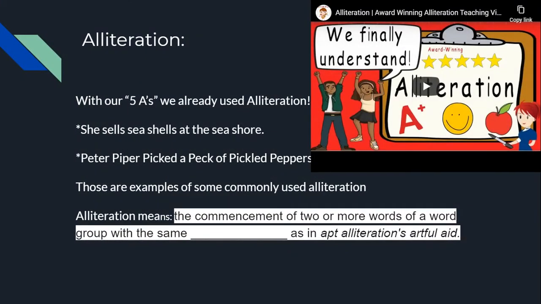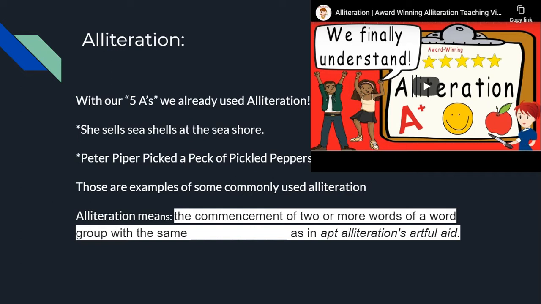So with our 5 A's, we've already used alliteration. Other examples are she sells seashells at the seashore, and Peter Piper picked a peck of pickled peppers. All these same sounds, these consonant sounds, they're examples of commonly used alliteration. You can click on the little video up here if you want some more explanation about alliteration. I'll give you a second to do that.